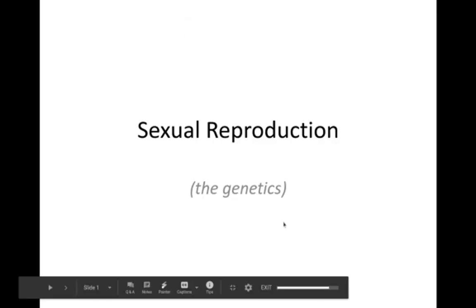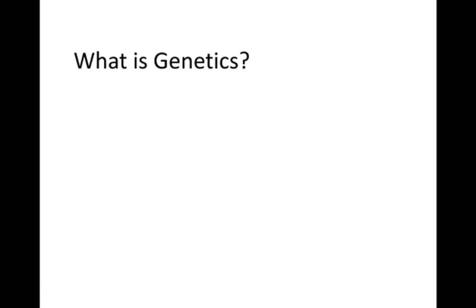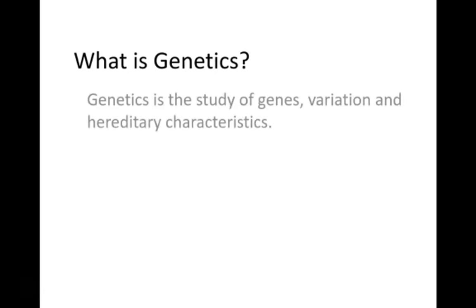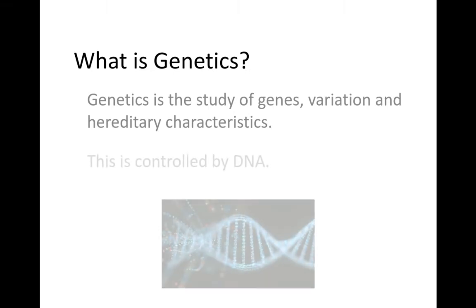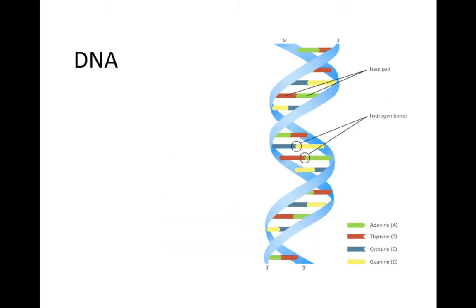So today we're talking about the genetics of sexual reproduction. So first, what is genetics? Genetics is the study of genes, variation, and hereditary characteristics. It's basically what makes you you. For example, do you have blue eyes because your mother has blue eyes? Are you tall because your father is tall? Things like that. The characteristics your parents give to you. And this is controlled by DNA.